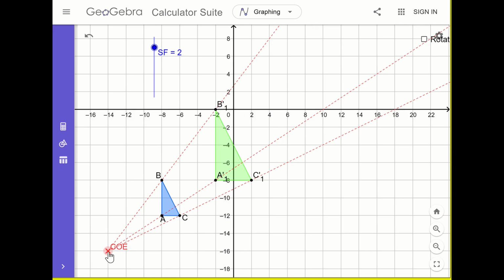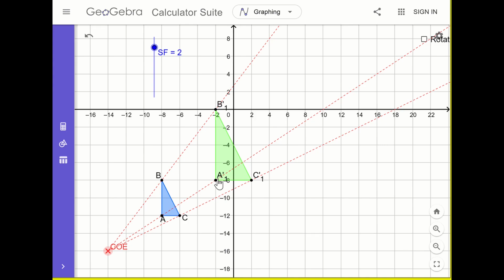Another way of thinking about it is, well, I'm going from the center of enlargement to A. I'm actually going 3 along and 2 up. If my scale factor is 2, I can go double those distances. So I can do 3 times 2, which is 6, and 2 times 2, which is 4. So instead of going along 3 and up 2, I'm going to go along 1, 2, 3, 4, 5, 6, and up 4. 1, 2, 3, 4. This is how I like to do enlargements because I don't need to draw the ray lines.